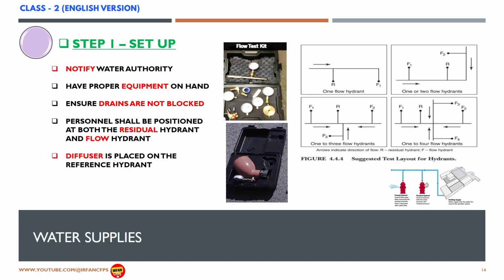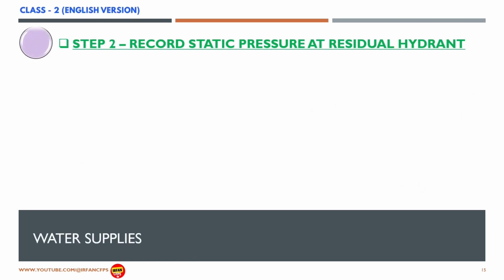Diffuser is placed on the reference hydrant. Reference hydrant, as we said, is called the flow hydrant as well, and the pressure gauges are placed on the test hydrant or the residual hydrant. Next step, we will record the static pressure at the residual hydrant.